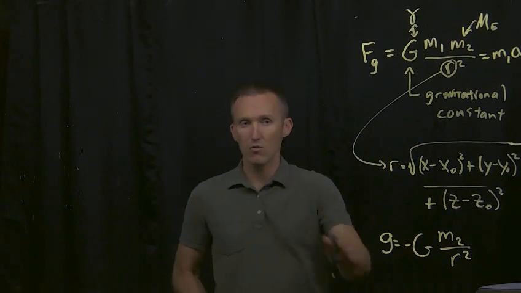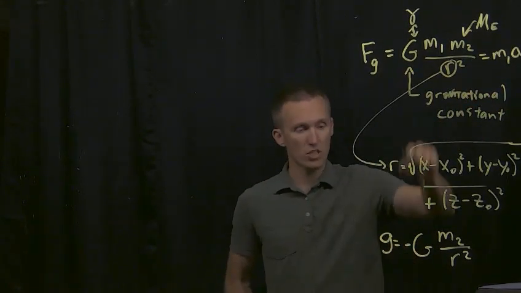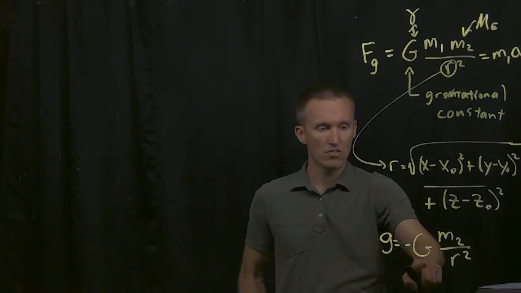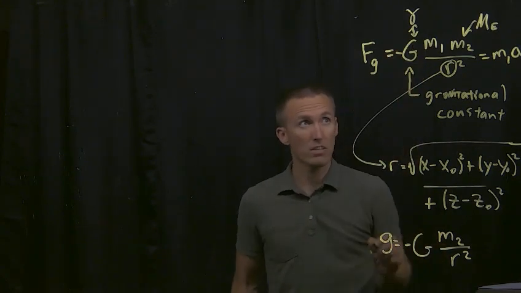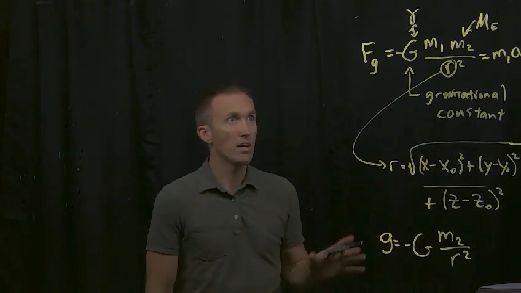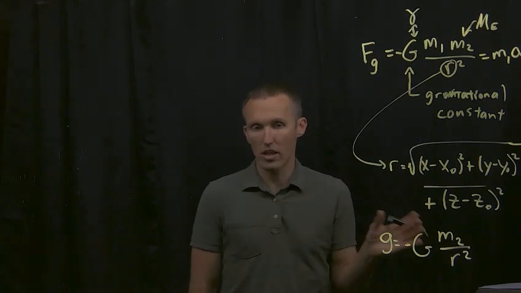So little g is our gravity acceleration. It's an acceleration, and that's just everything which is left in here. Negative G times m2 over r squared. And again, the negative sign, I guess I should put the negative sign here if I'm going to put it down here. Again, the negative sign is a convention, and it depends on which direction that you're pointing.